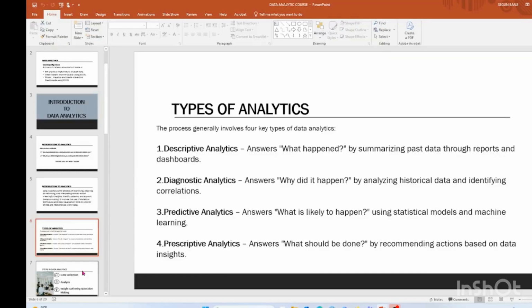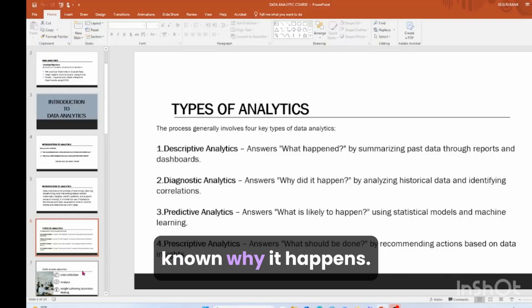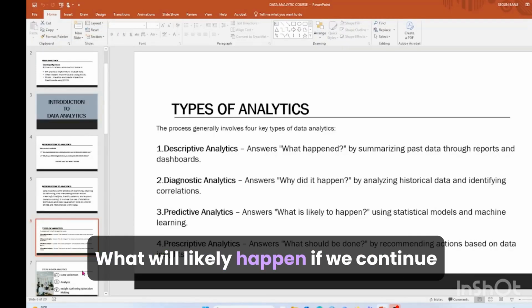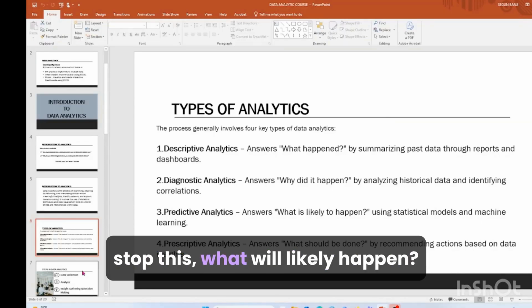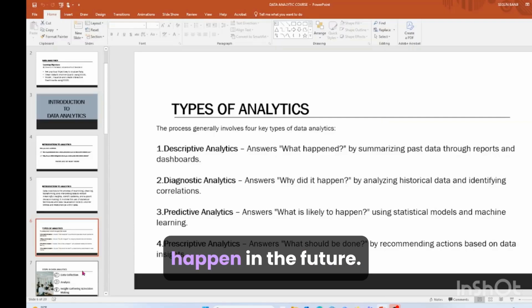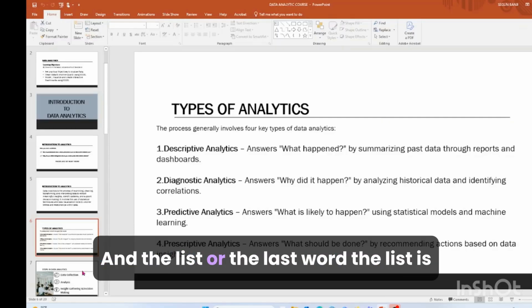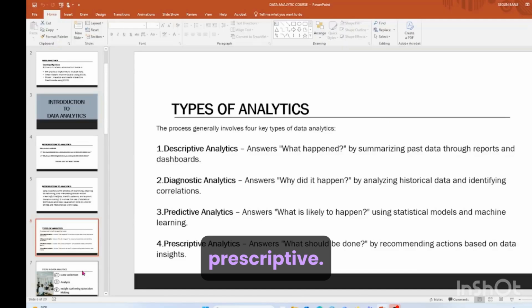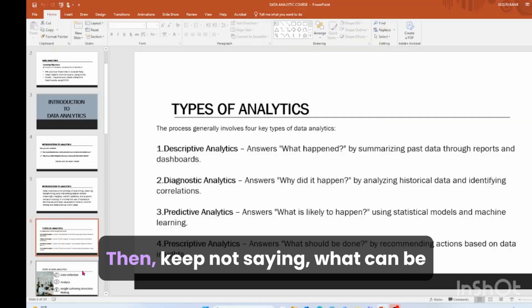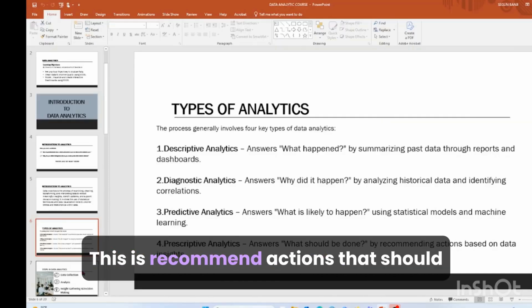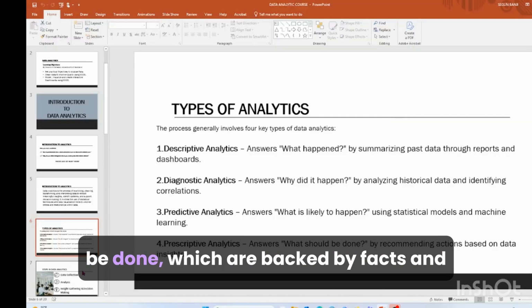The why. Then predictive is now saying, okay, now we've known what happened, we've known why it happened, what will likely happen if we continue this way, or what will likely happen if we stop this? It's talking about the future. And the last but not the least is prescriptive. Now we've known what happened, why it happened, and what's likely to happen, then we're saying what can be done, what should be done. This is recommending actions that should be done, which are backed by facts and figures.